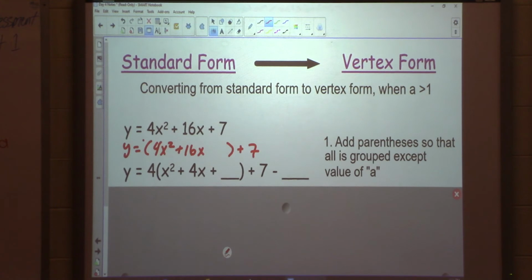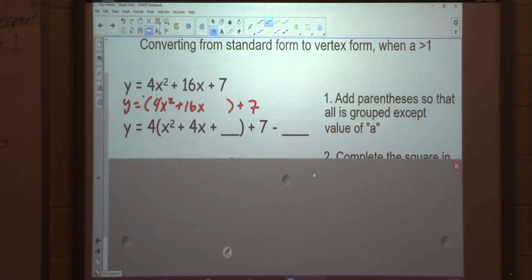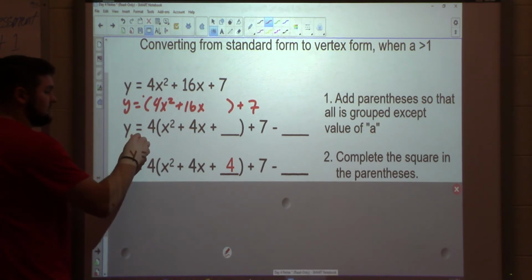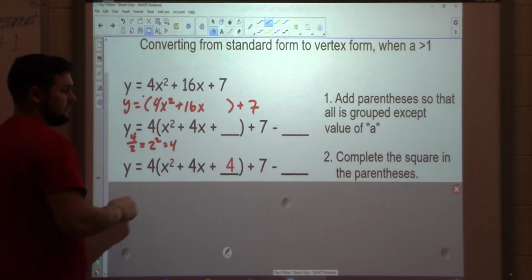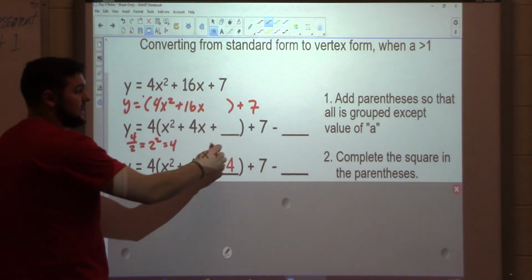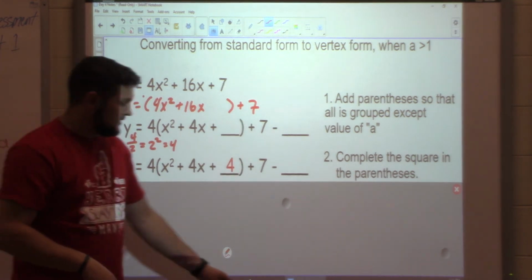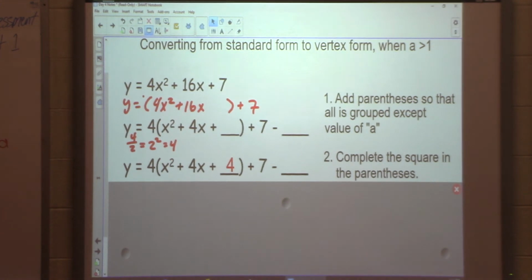We can take our b term, which our b term is what here? 4. We are going to divide it by 2, just like we did yesterday. 4 divided by 2, which equals 2, and then square it. Okay? I'm still adding 4 on the inside then. That's what I did here. However, when I add 4 on the inside there, I can't just subtract 4. Why not?